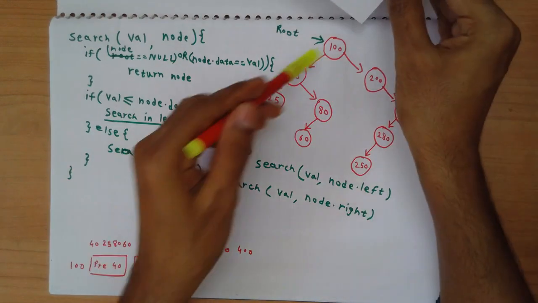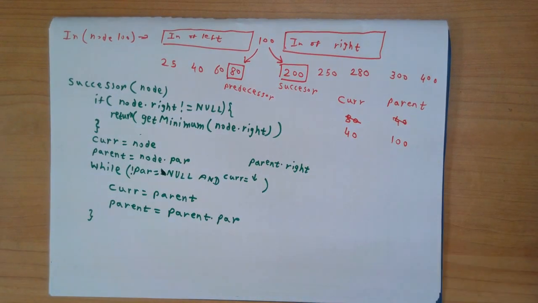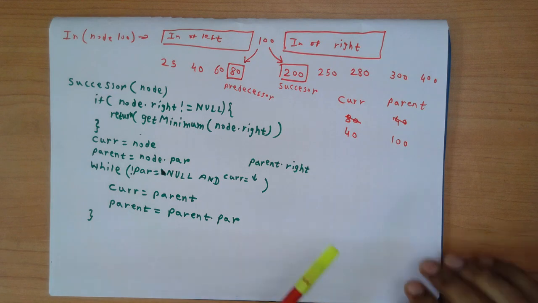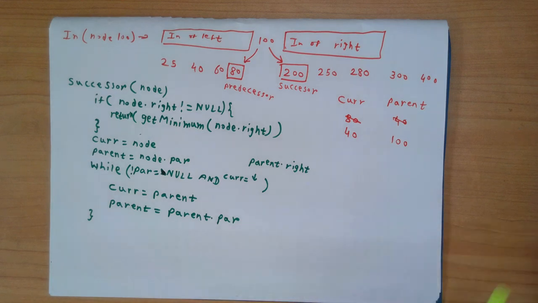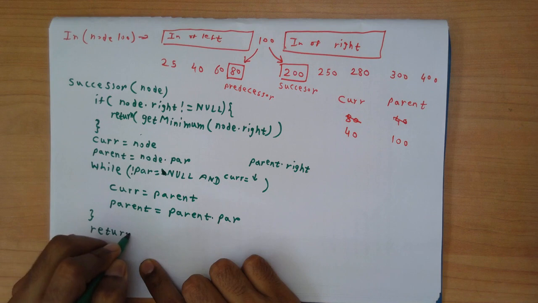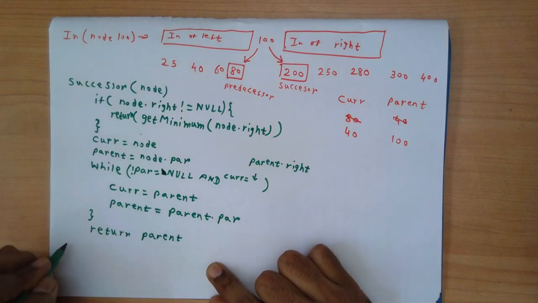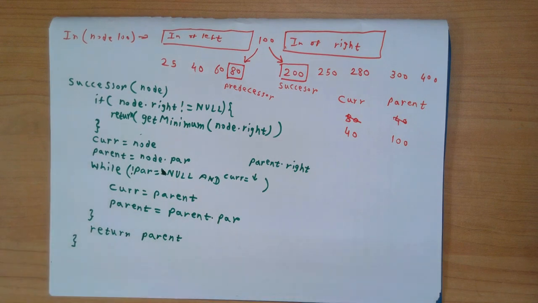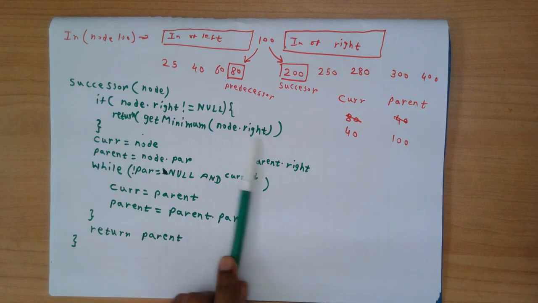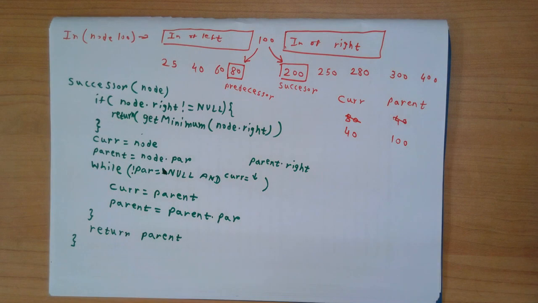40 is the left child of my parent, which means that the current parent that I have got is the successor. So in that case I'm going to return the value of my parent as the successor. And that's the way I will find the successor. And now we just have to get the minimum in a rooted subtree. That's going to be easy, right?